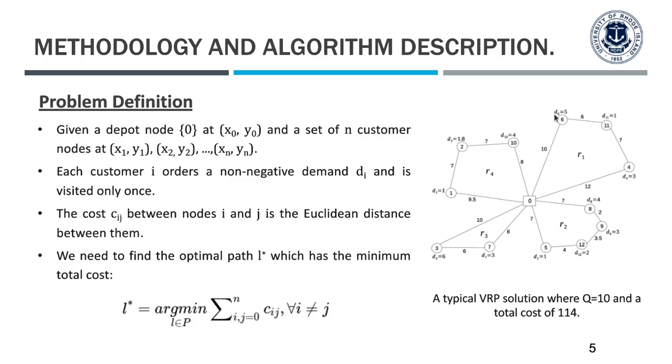The numbers next to the nodes represent the demand values, which we can use to determine if the truck capacity is exceeded or not. The numbers next to the lines represent the distance between each pair of nodes. We can sum all of them to calculate the total cost of the trip. And in this example, the total cost of the solution is 114.